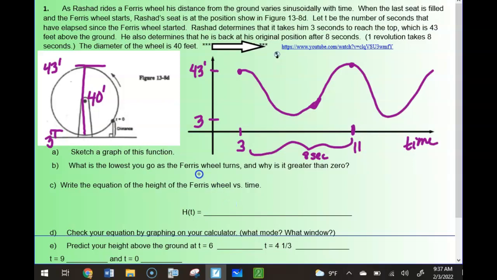Sketch a graph. What is the lowest you go as the Ferris wheel turns? Anybody? What was the lowest we decided? 3 feet. Why is it greater than 0? Yeah, you don't want to cut your leg off. So I'm just going to write, don't hit the ground.